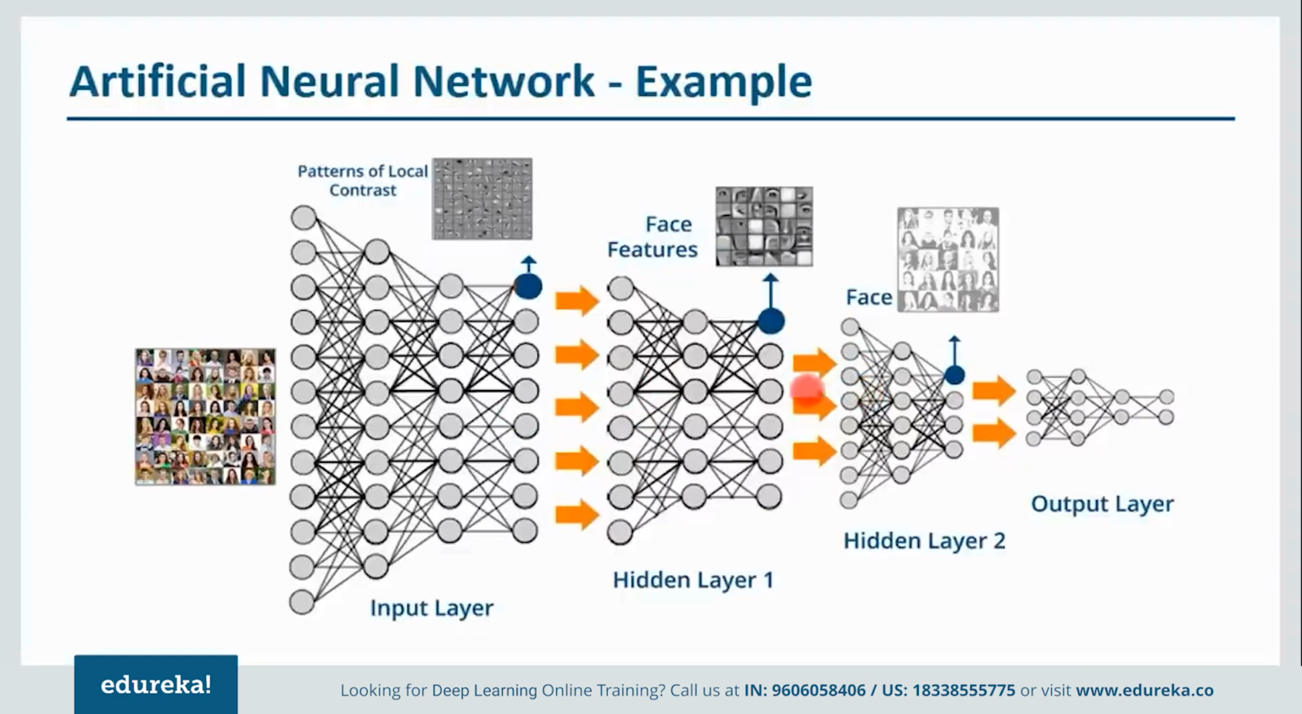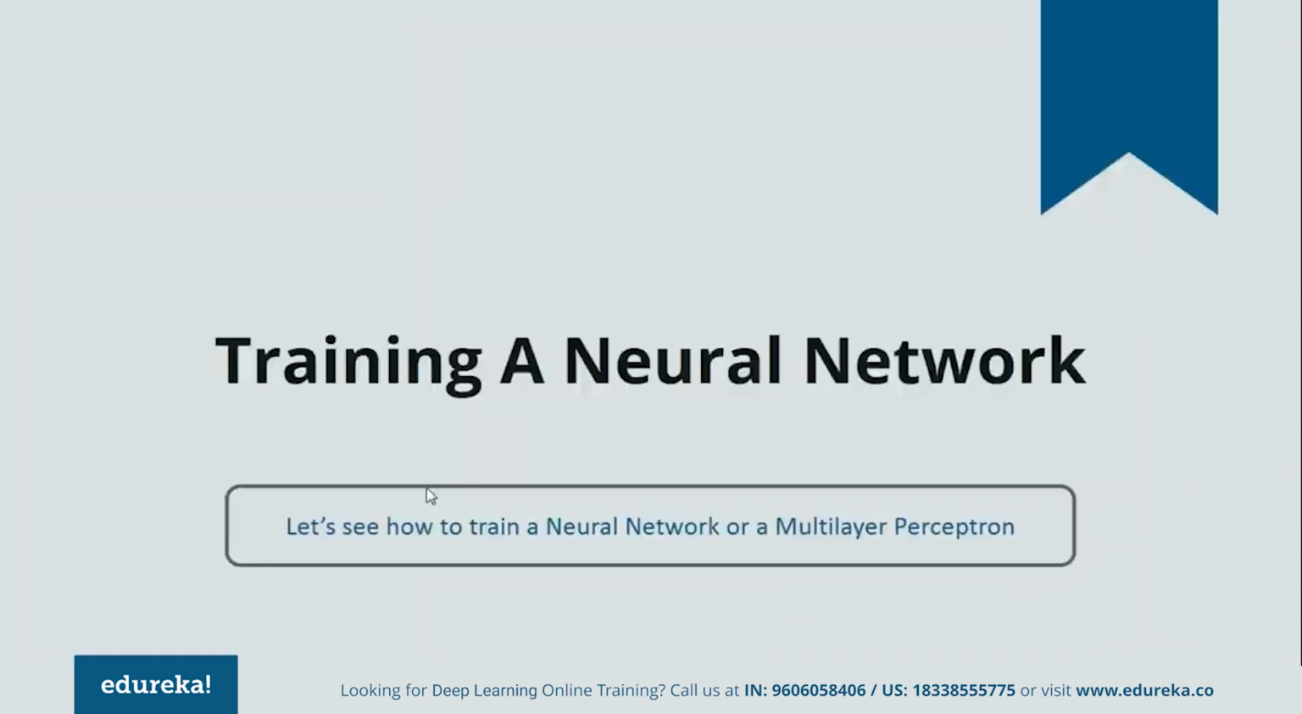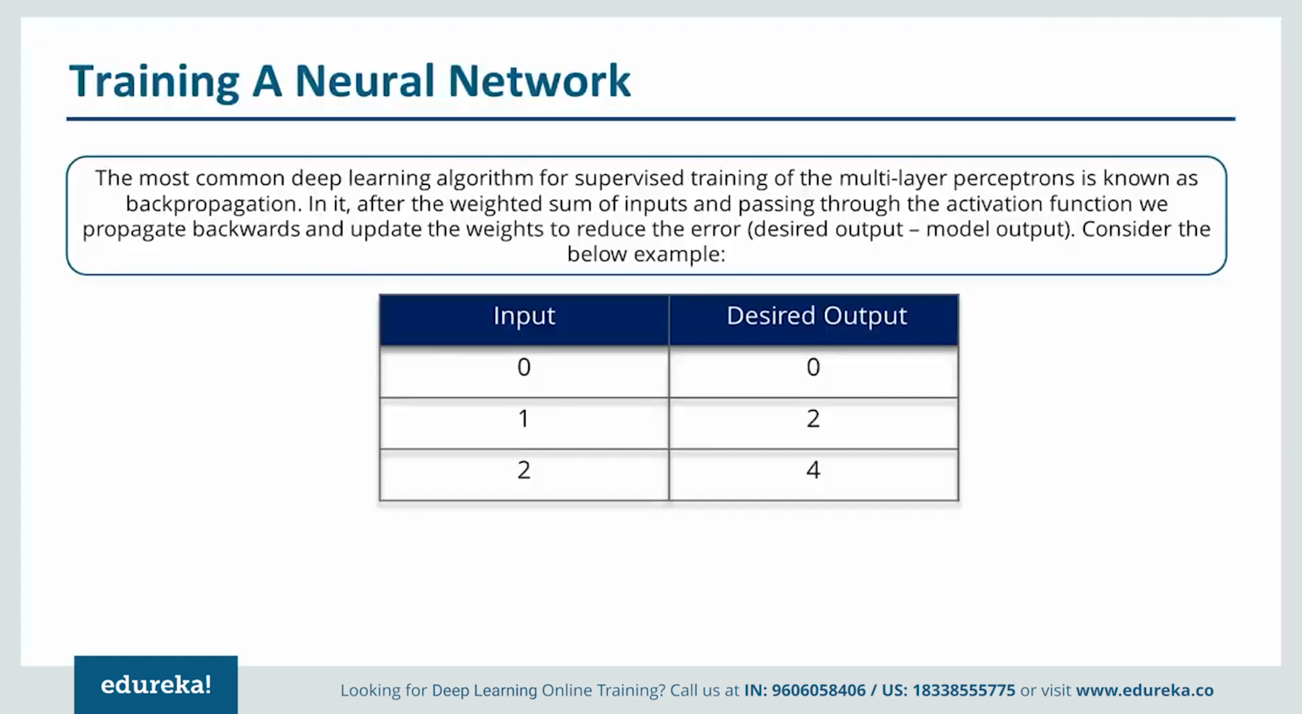So this is basically how an artificial neural network works. And there's a lot of training and learning involved that I'll show you now. Training a neural network: how do we actually train a neural network? The most common algorithm for training a network is called backpropagation.